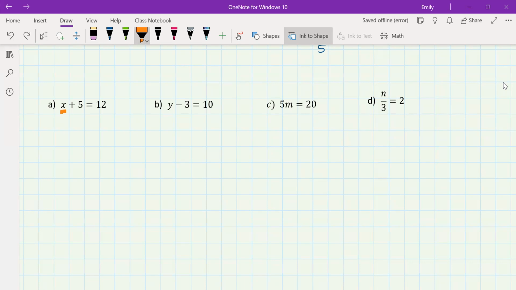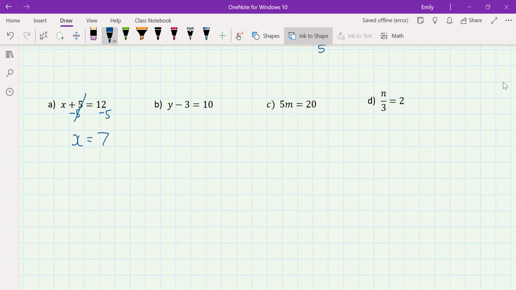There I'm starting with x, and I'm adding 5. So what's the opposite to adding 5? It's taking 5 away. Now, with equations, what you do to one side, you do to the other. So if I take 5 away there, I've got 5 plus 5 minus 5. That ends up with x equals 12 minus 5, which is 7, which is what we thought.